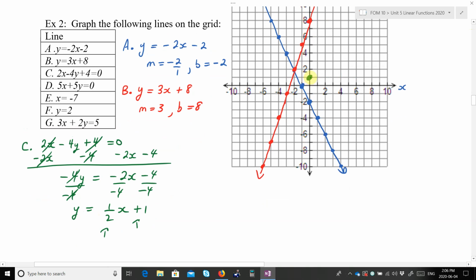So I do a y-intercept at 1, and the slope is 1 over 2, so up 1, 2 to the right. Down 1, 2 left. And there's graph C.